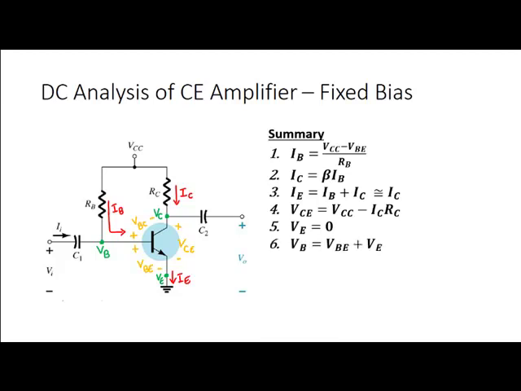Then using double subscript notation, we found VB. So VB is VBE plus VE, and VE is equal to 0. So VB is the same as VBE and VC is the same as VCE. We can also find VBC. So VBC is VB minus VC. Then the static power dissipation of the device PD can be calculated as the product of VCE and IC. VCE is the voltage across the device. IC is the current flowing into the device.